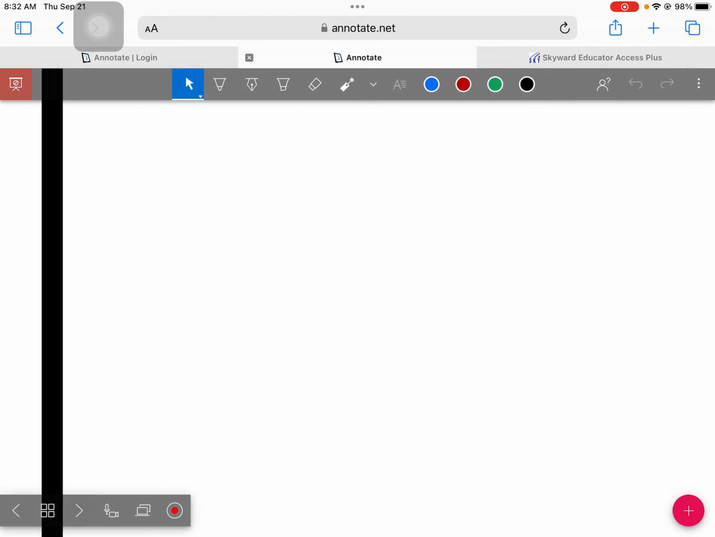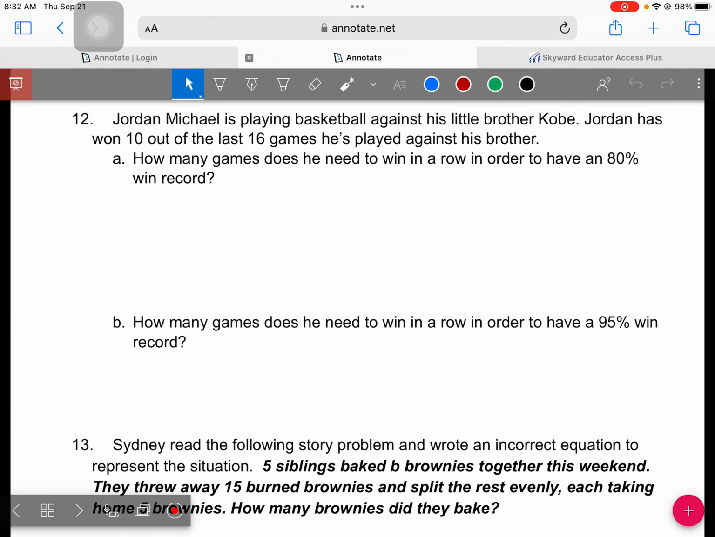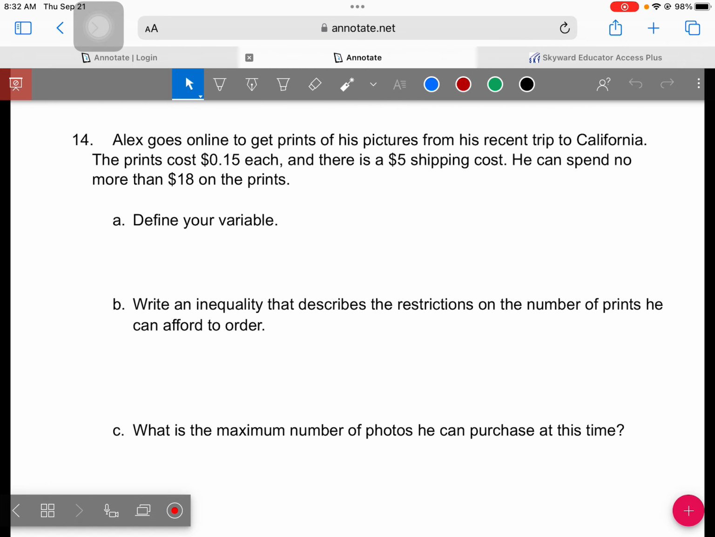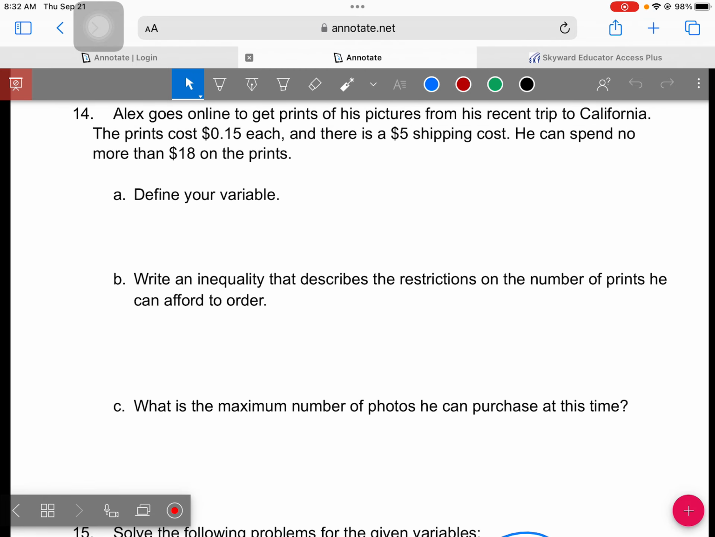Fine. Whatever I think. You're delusional. 14. I hope I know how to do this.